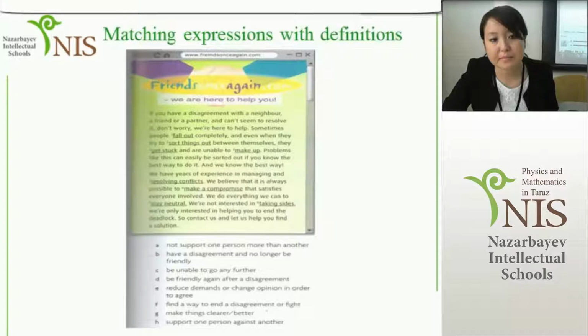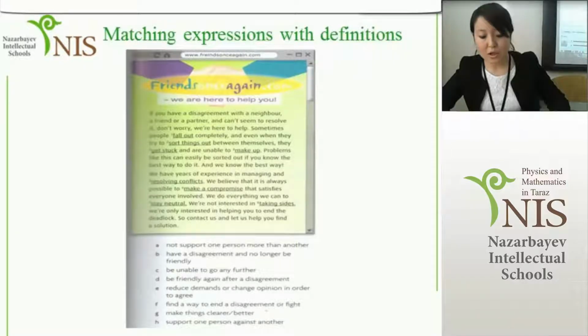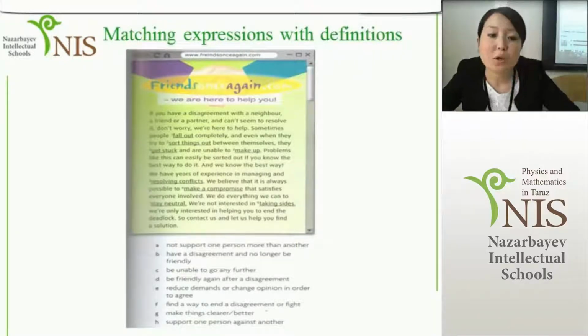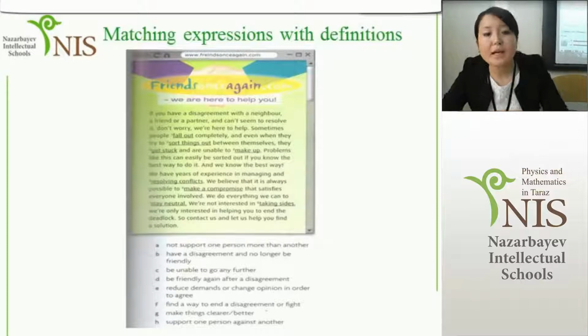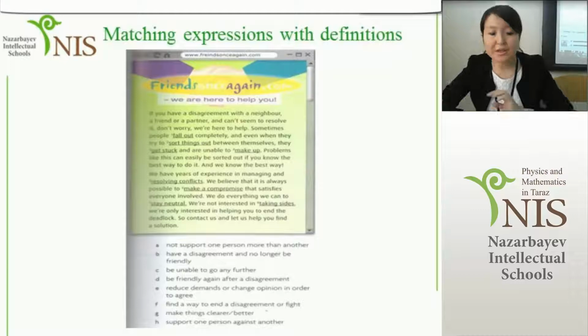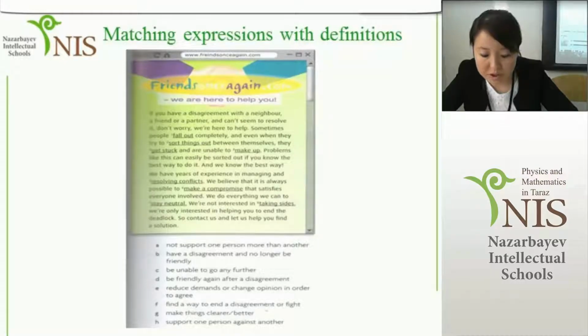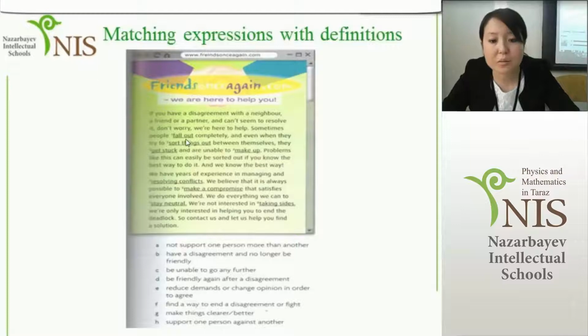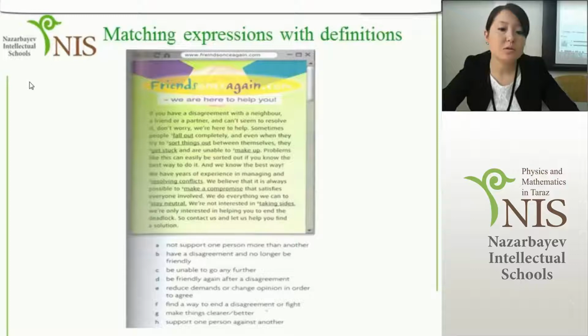After this stage, we have practice. Further we have role play. So before role play, they do a matching task. Students read a page from a website which helps people resolve conflicts. They read the web page and match the underlined expressions with their definitions. So students work in pairs.